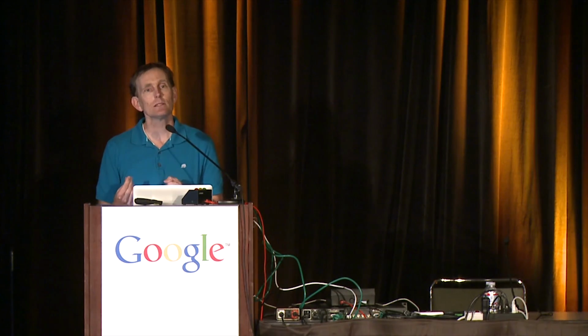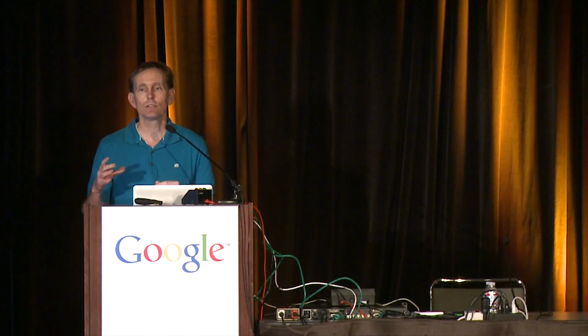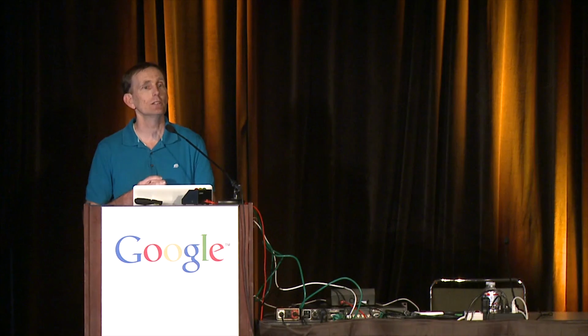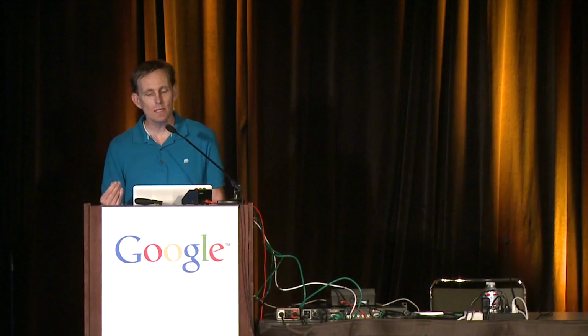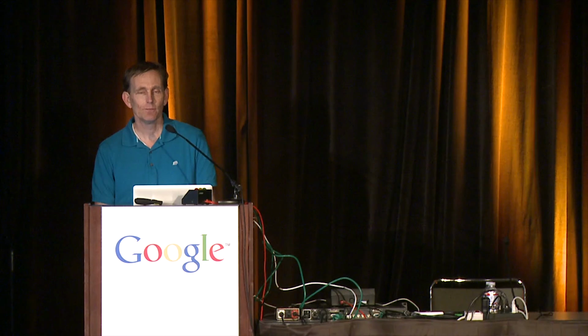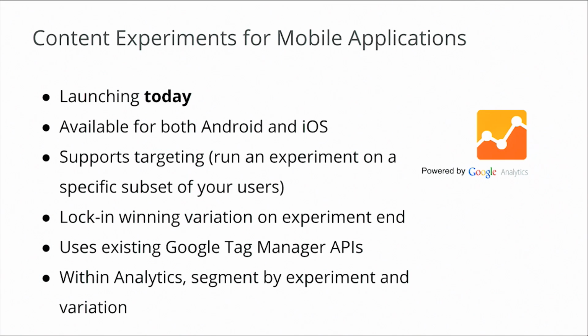You can run experiments on either all of your users or a targeted subset of users, again using these rules. When an experiment ends, you can lock in a winning variation. You don't need to change your application. So as long as you're using Google Tag Manager and your application is highly configurable, okay, in the way we've discussed, and also supports Google Analytics, then experimentation just works. Okay?